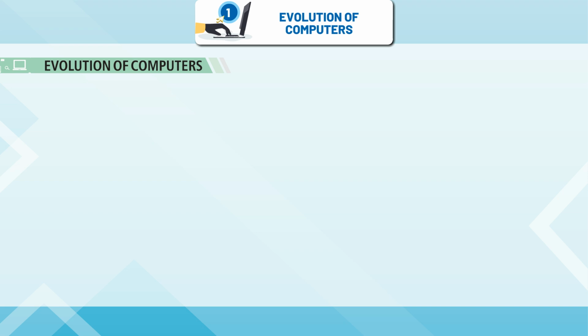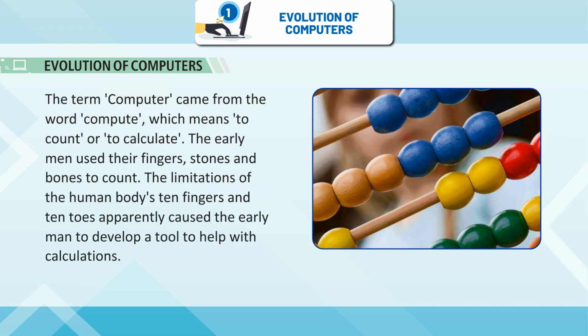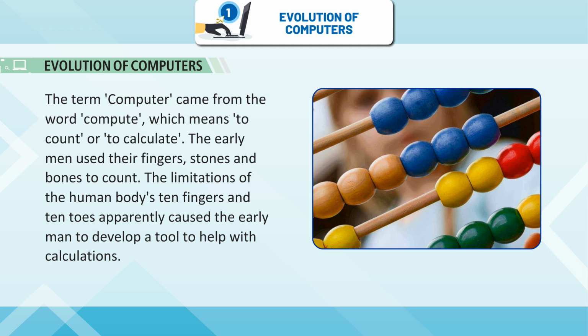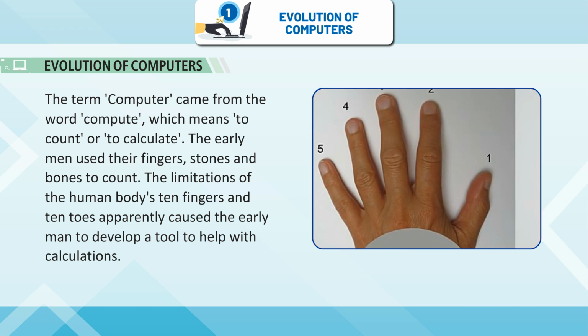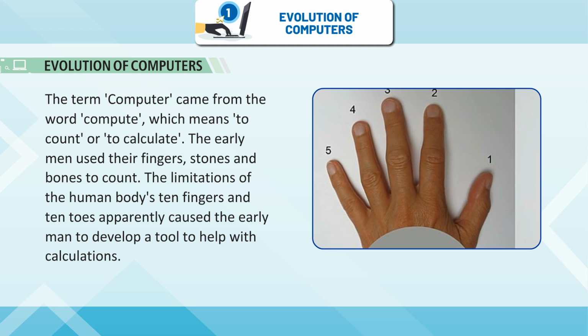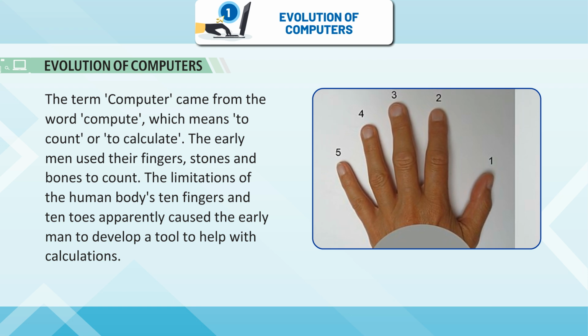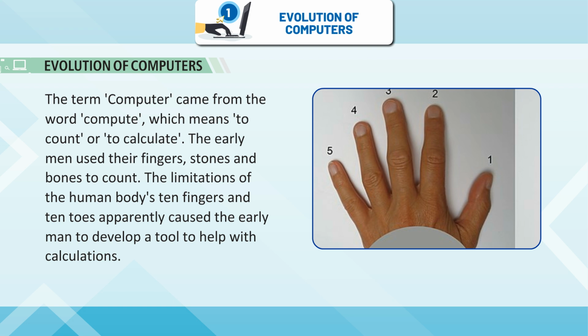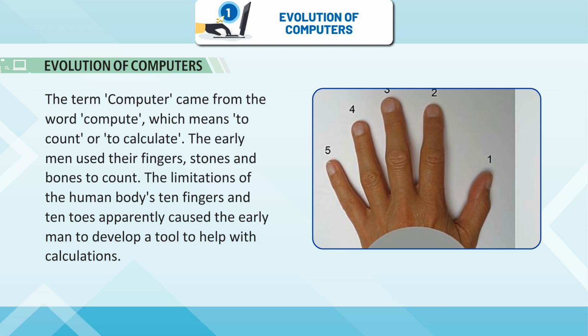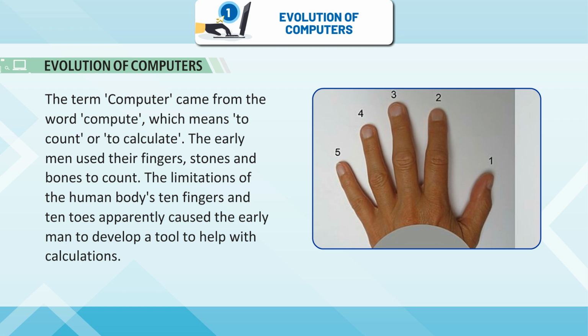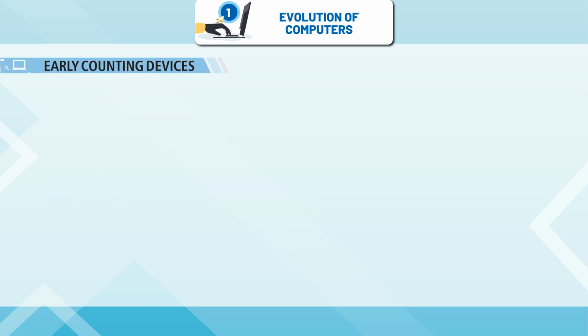Evolution of computers. The term computer came from the word compute, which means to count or to calculate. The early men used their fingers, stones, and bones to count. The limitations of the human body's 10 fingers and 10 toes apparently caused the early man to develop a tool to help with calculations. Early counting devices.